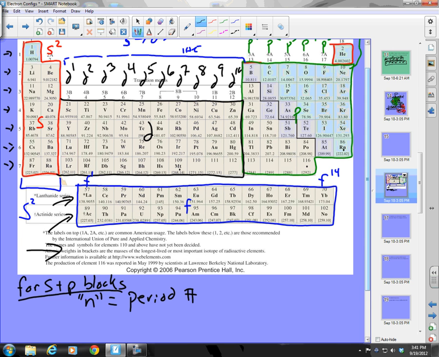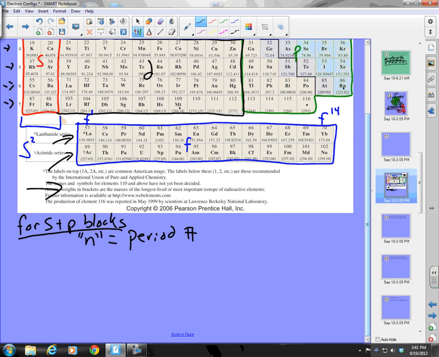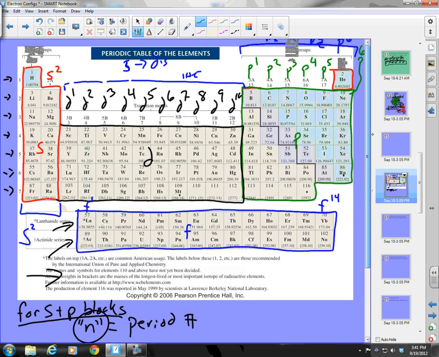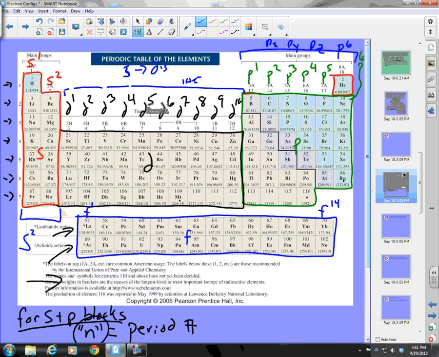Okay, good. So we can look at the periodic table. We can figure out our N for our electron configuration by looking at the period number. Now, how do I use this? Okay, let's go up here and let's do some that we already know. Let's take helium, right? Let's take helium.